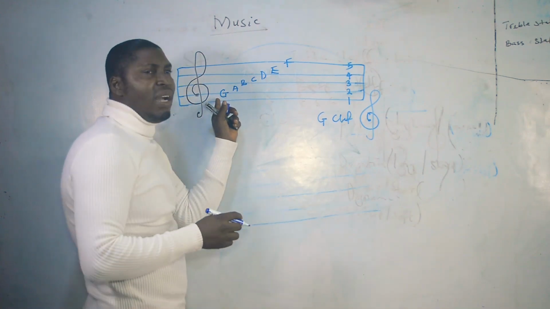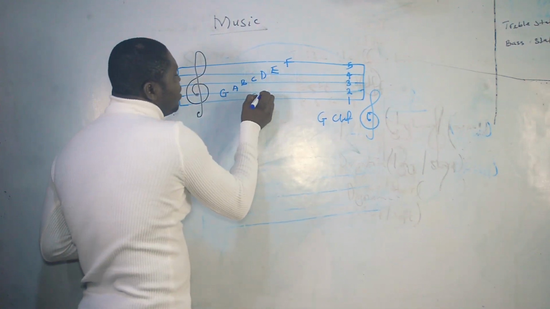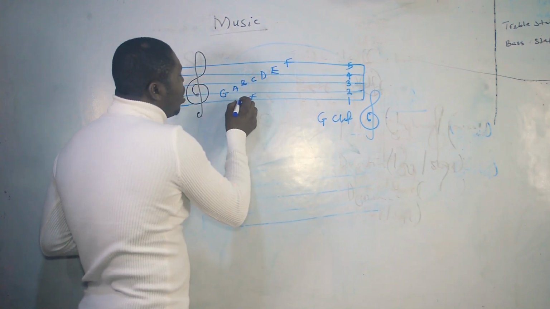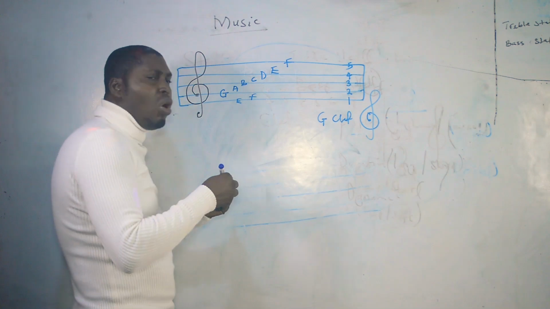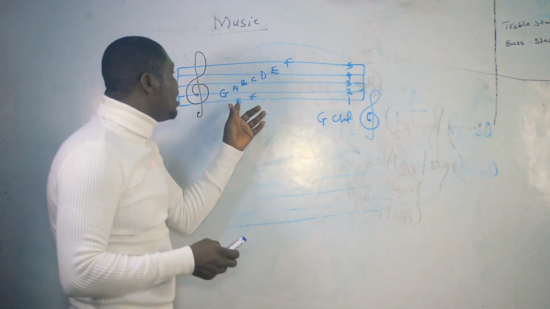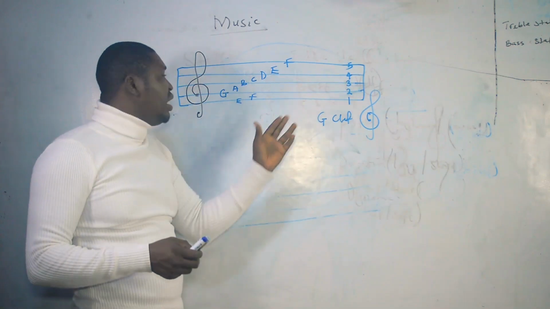Let's run this one down. If this is G, definitely this space will be F, and then this one will be what? E. I hope you understand now. So if you want to run the alphabet, you just say E, F. Remember, once you get to F, you go back to E, F, G.